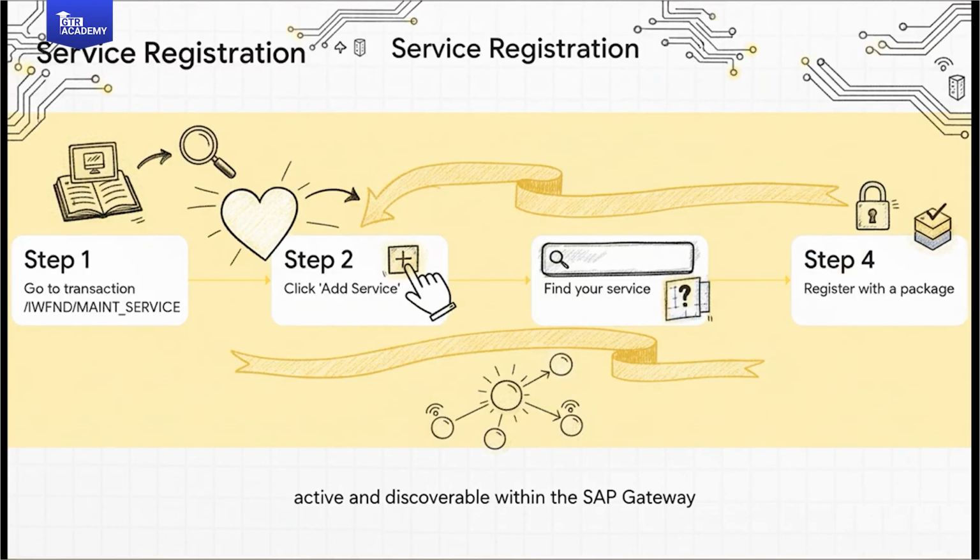Okay, so we've got the skeleton, but it can't really do anything yet. We need to bring it to life. To do that, we'll head over to the service maintenance transaction, find our new service, and officially register it. This step makes it active and discoverable within the SAP Gateway.